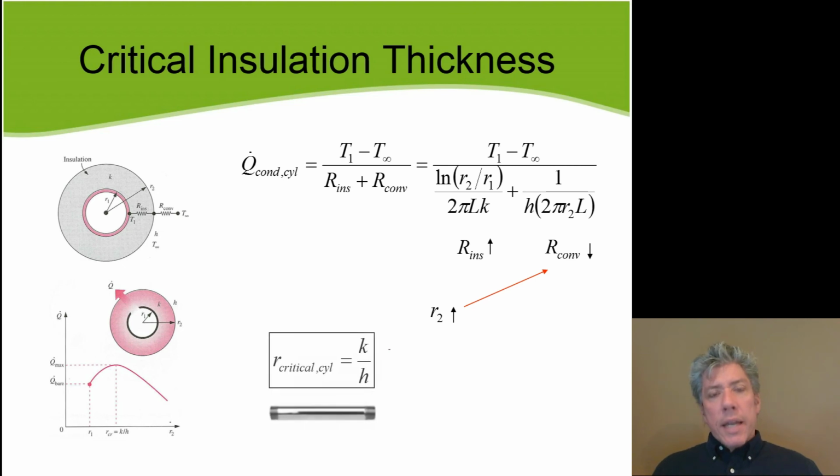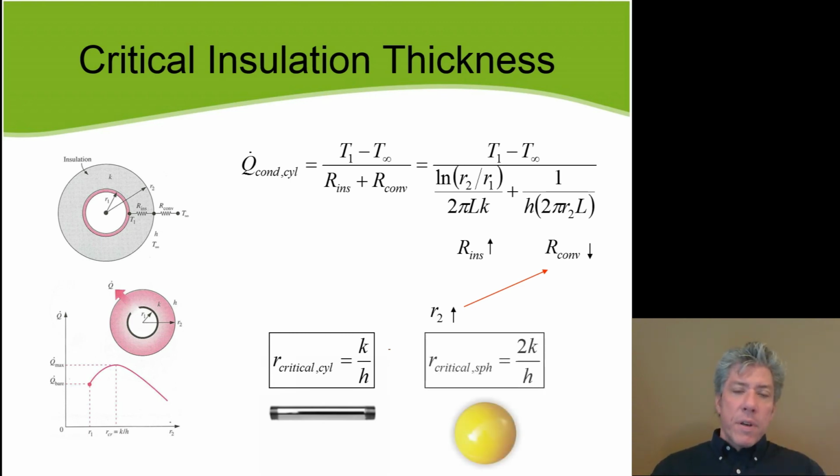But you can calculate the critical insulation thickness. Just take the ratio of the thermal conductivity of the insulation divided by the convective heat transfer coefficient out in the air around the pipe, or whatever fluid is around it, and that will give you the critical insulation thickness, at least for cylinders. In the case of spheres, it's the same thing, but it's times 2. It's just from the math. Don't worry about where that comes from.